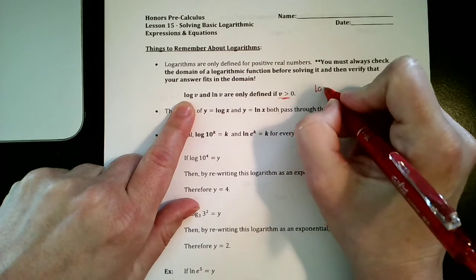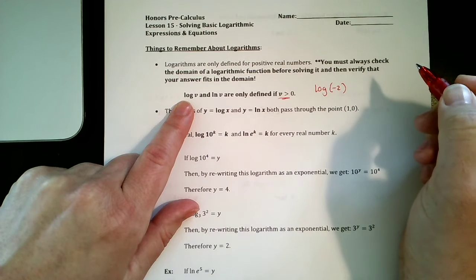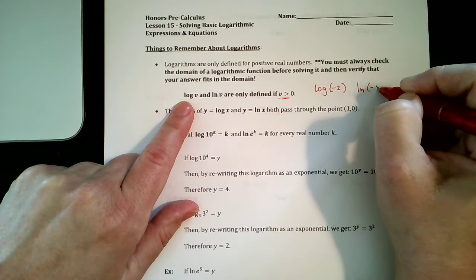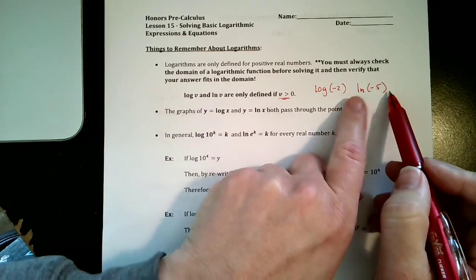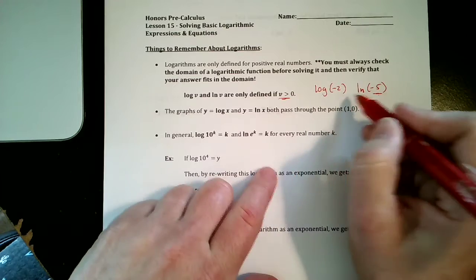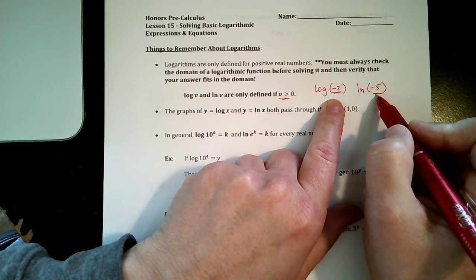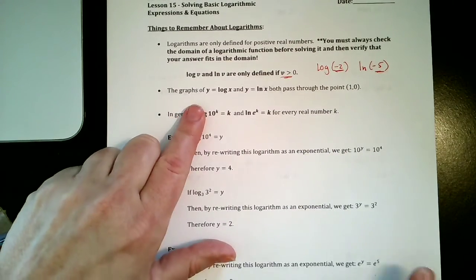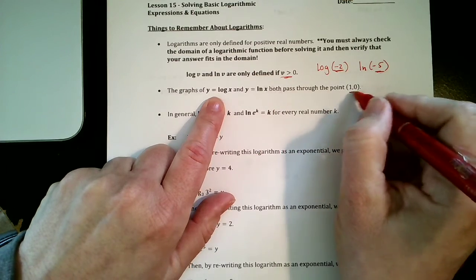So in other words, you can't have the log of -2. Try putting that into your calculator, you're going to get an error message. You can't have the ln of -5. Try putting that in your calculator, you're going to get an error message. These are called arguments. Okay? The arguments of logarithms have got to be positive values. The graphs of log of x and ln of x both pass through the point (1, 0).